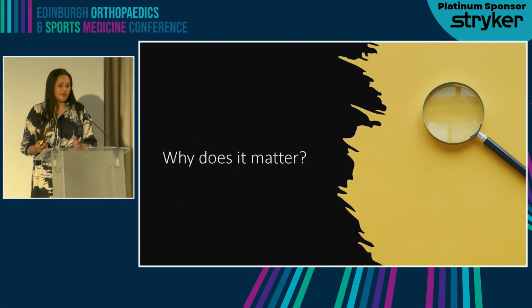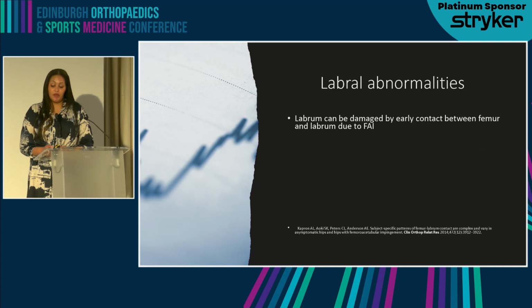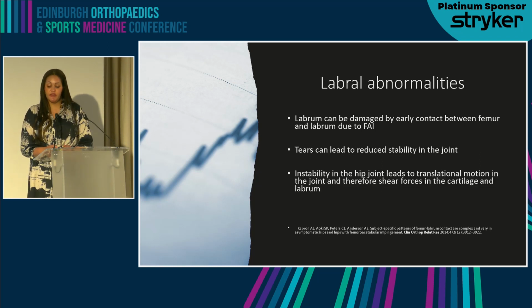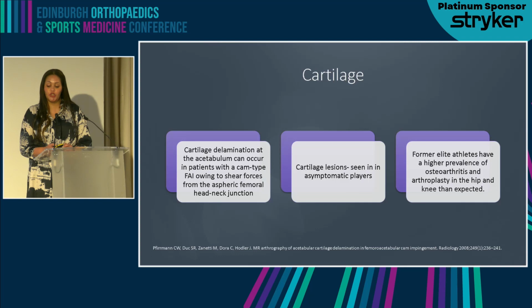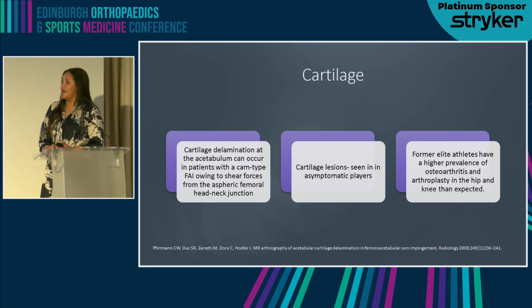So why does this matter? All of them seem to have FAI, at least in this lower limb population we're dealing with. One thing we'll see with it is labral abnormality. You get damage of the labrum, and that leads to early contact between the femur and the labrum. This can lead to reduced stability in the joint, and this will then subsequently lead to translational motion in the joint and shear forces in the cartilage and the labrum. So cartilage delamination of the acetabulum can occur with a CAM morphology.